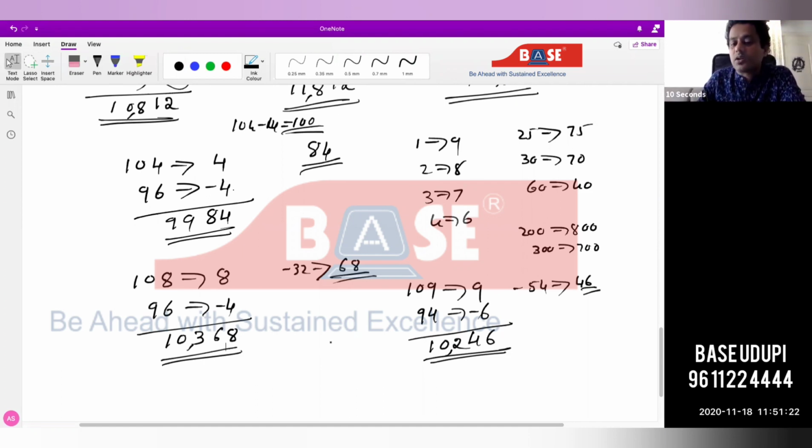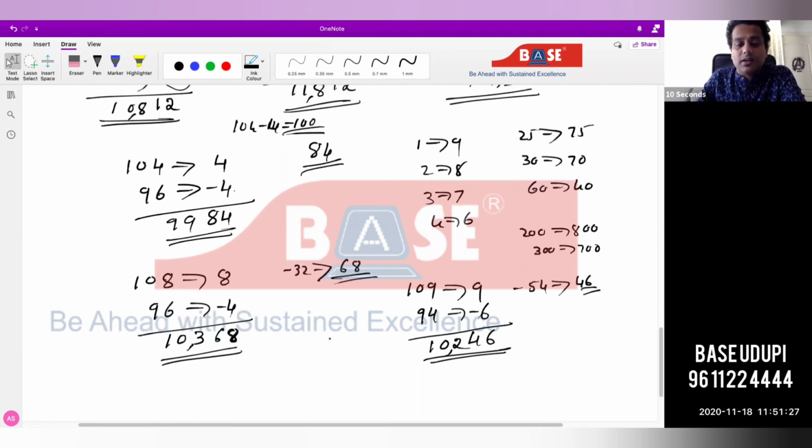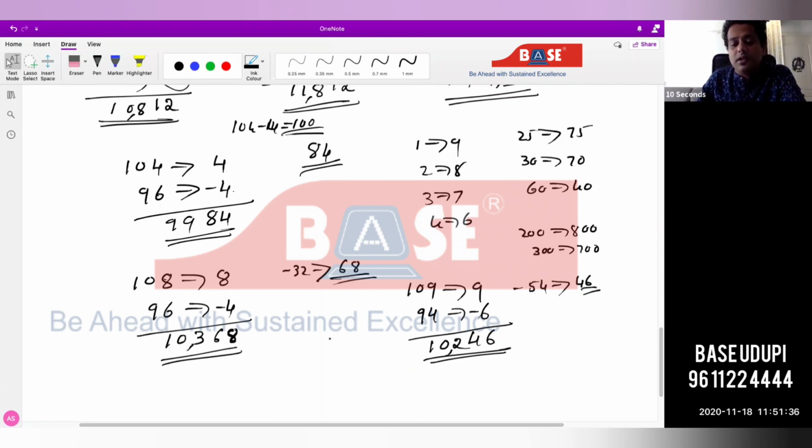There are many other shortcuts. This is one of the shortcuts, guys. There are many other shortcuts like this. Let me take that in the next class. I don't want to take many different ways and confuse you in one class. So let me take that type of shortcut in the next class.